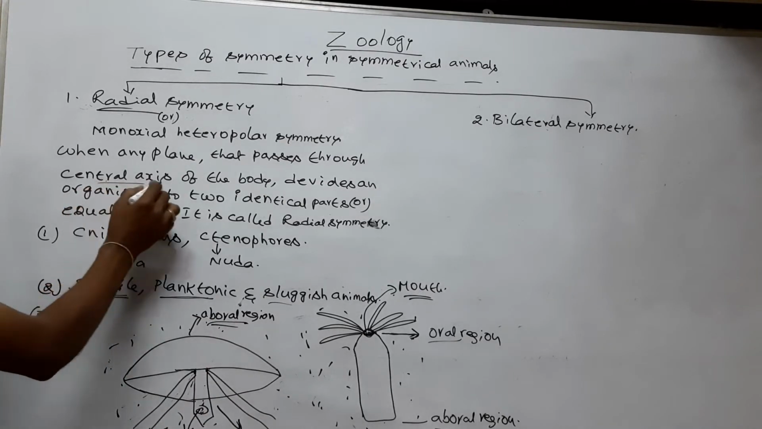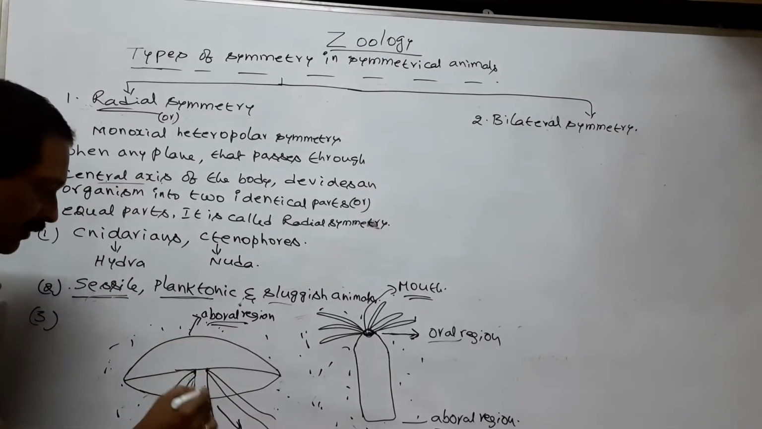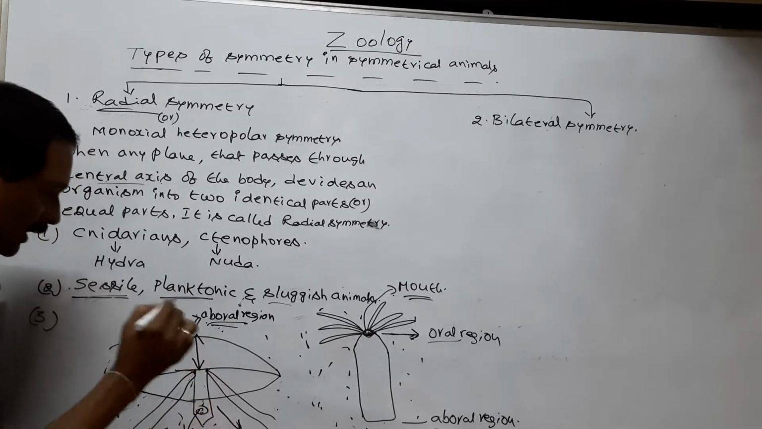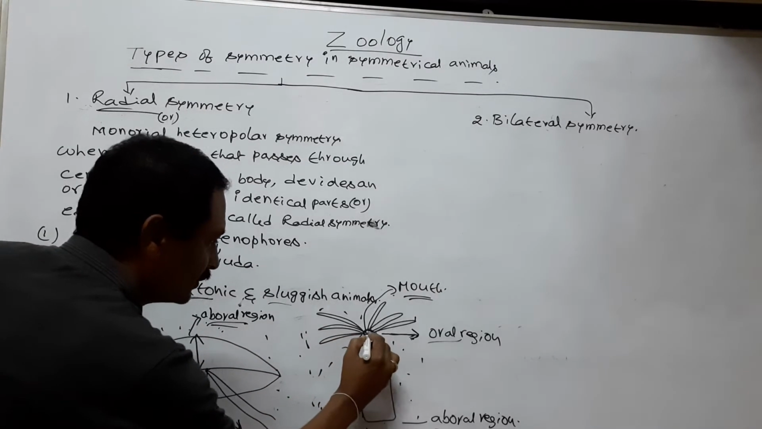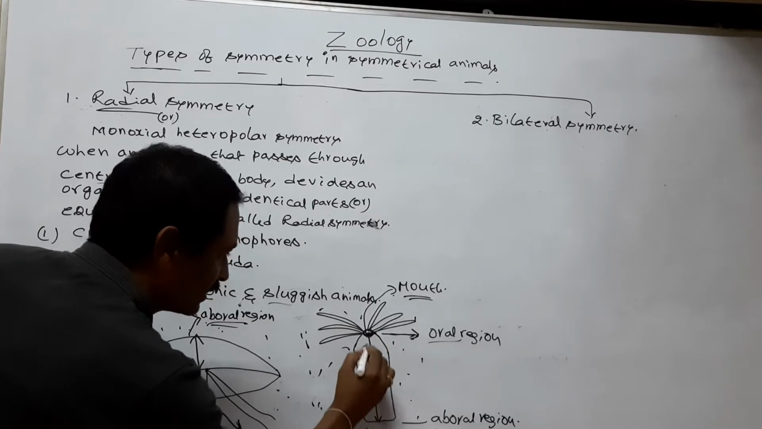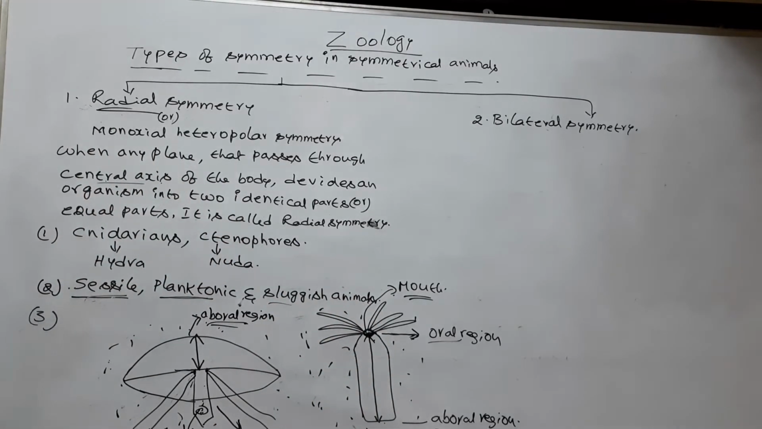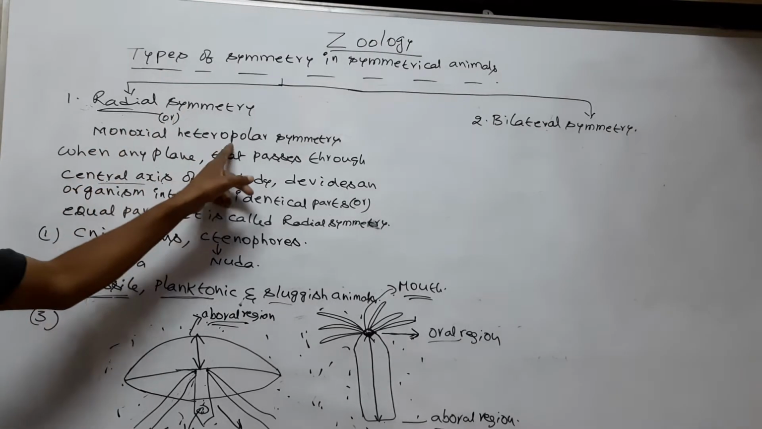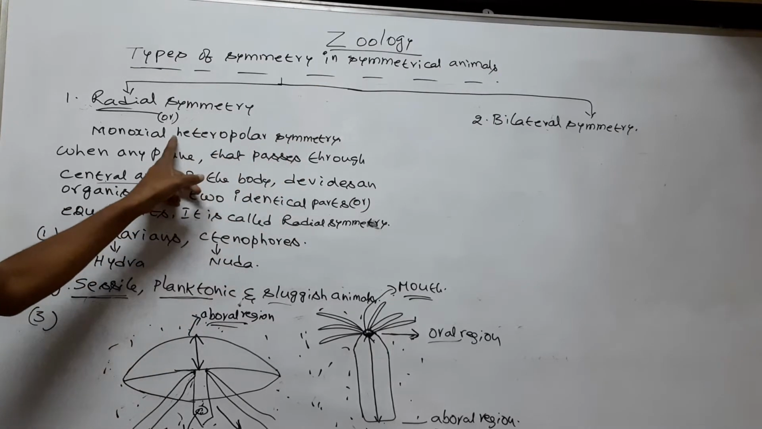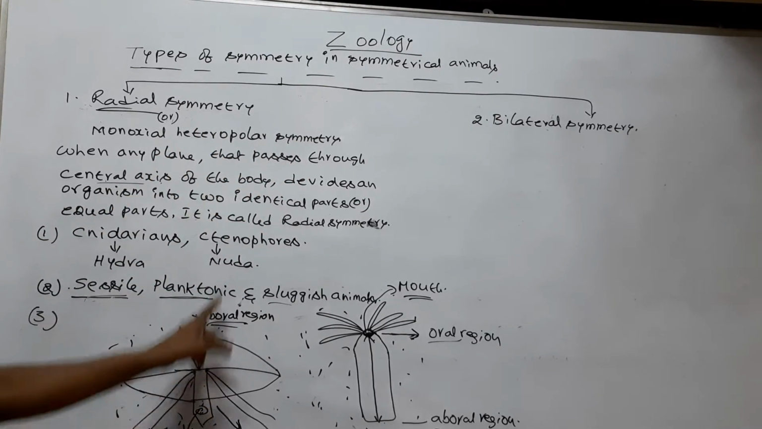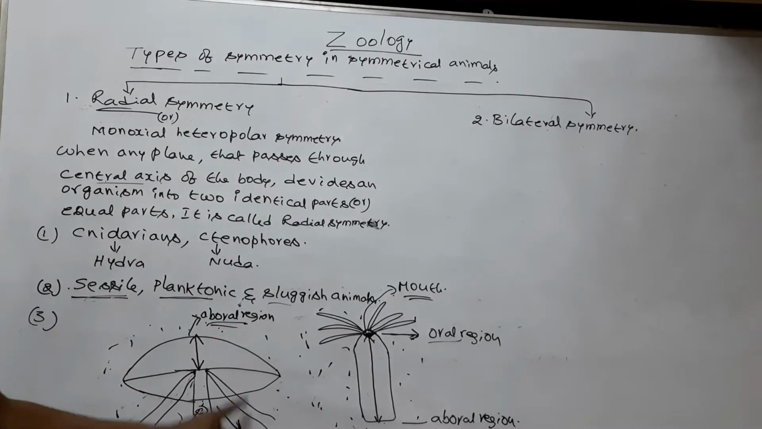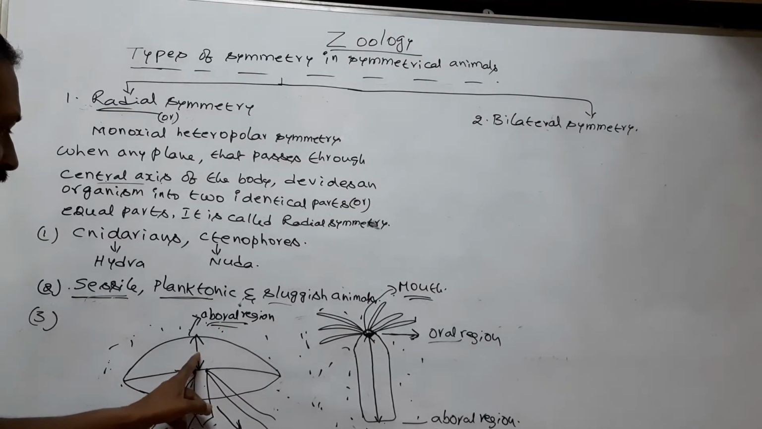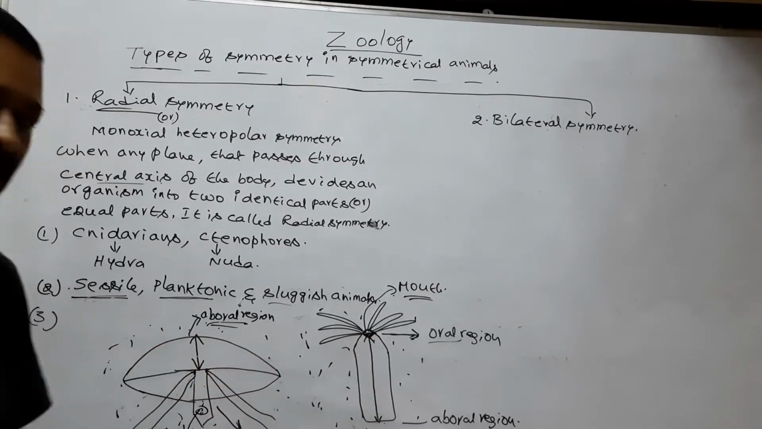Here, the central axis is located between the oral and aboral regions. This is the central axis. So radial symmetry is also called monoaxial heteropolar symmetry. The axis is single, but the poles are two, the oral and aboral regions. The central or principal axis is located between the oral and aboral regions.